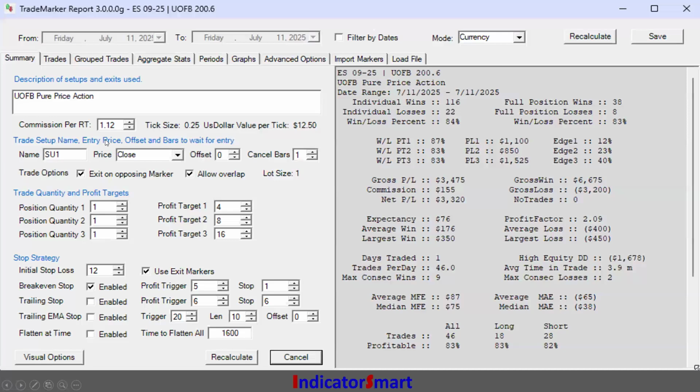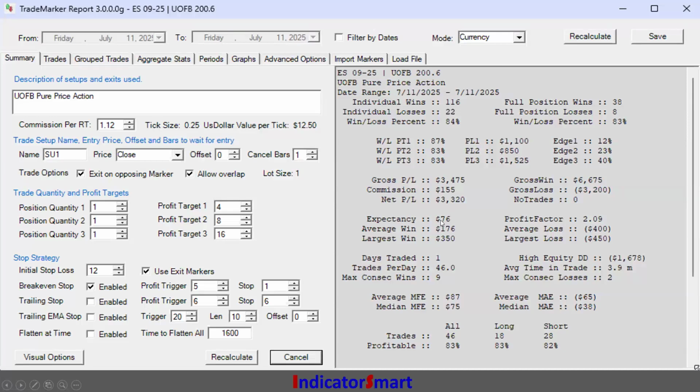This is just pure price action, ultimate order flow bar, which is a high-tech volume bar, or order flow bar. And so what we did here was we took 116 trades. It was a 3-lot trade, 1 to 4 ticks, 1 to 8 ticks, 1 to 16 ticks, 12 tick stop. And we protect ourselves after we go about 5 ticks. And we took that first profit. 87% on that first leg, 83 on these two, 84% overall.